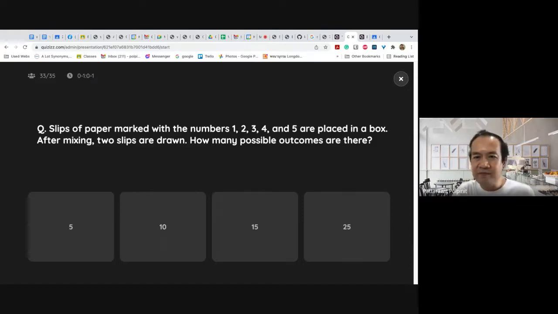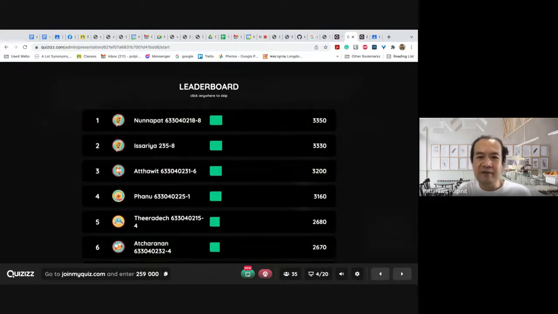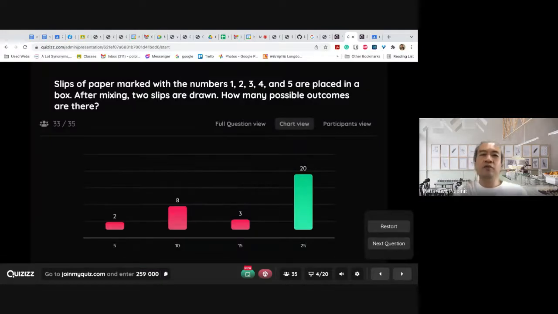Oh, so leaderboard. Swap of the leader. Okay, so it says that if you have a paper marked number 1, 2, 3, 4, 5, and you put it in the box and mix it up, I think this one is not clear, like how do you take two slips out. Basically, you take one slip out, put the one you just took out back in, and then take another one out. So how many possible outcomes are there?